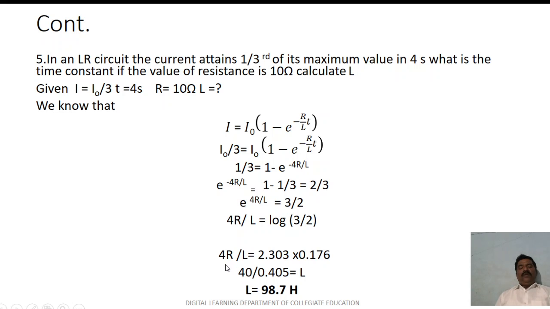So 4R is 40, since R is 10 ohms, and 40 divided by L is equal to 0.405, which gives the inductance value L equal to 98.7 henries. This way you can calculate any one of the parameters, either R or L, by using these expressions and taking the log on both sides, so we can calculate the L value.